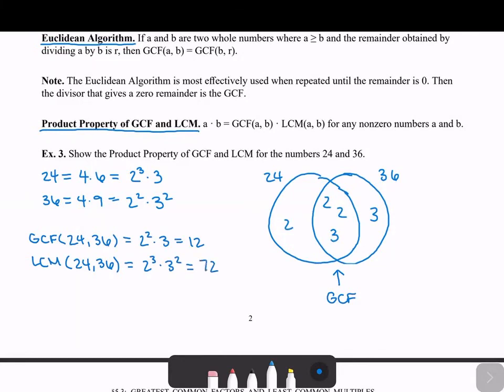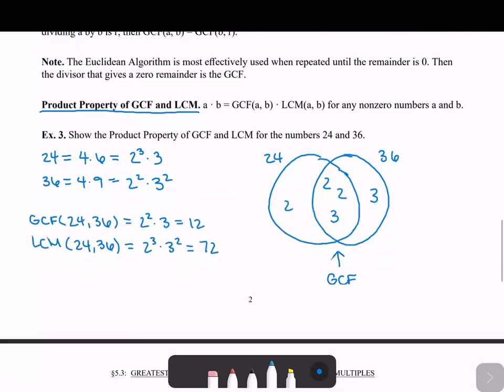Okay? And then we just want to verify that. And it may seem kind of hard to multiply 12 and 72 and to also multiply 24 and 36. But we can do it just using the factorizations. So 24 times 36. So we take 2 cubed times 3 and 2 squared times 3 squared, which just comes from the prime factorization. And then using the exponent rules that we learned about in chapter 4, we can just rewrite this as 2 to the 5th, 3 to the 4th.